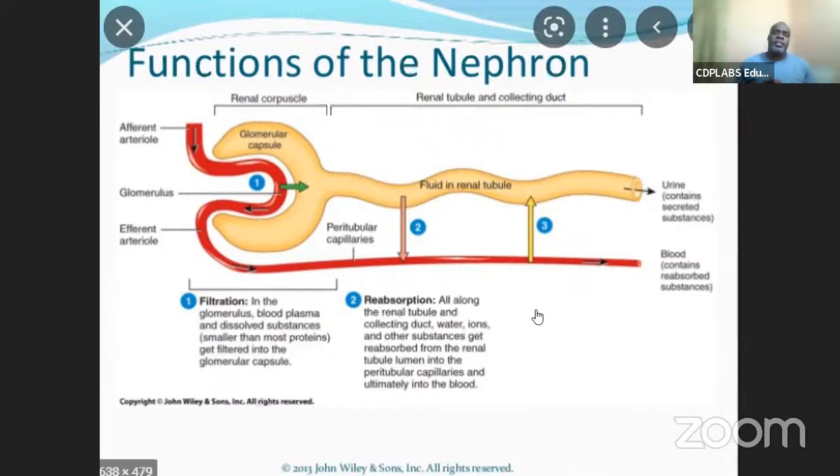So you have ions like salt being reabsorbed, especially in the distal convoluted tubule. That is being reabsorbed right there. Good. You have to know what is being reabsorbed, so you can make mention of that.